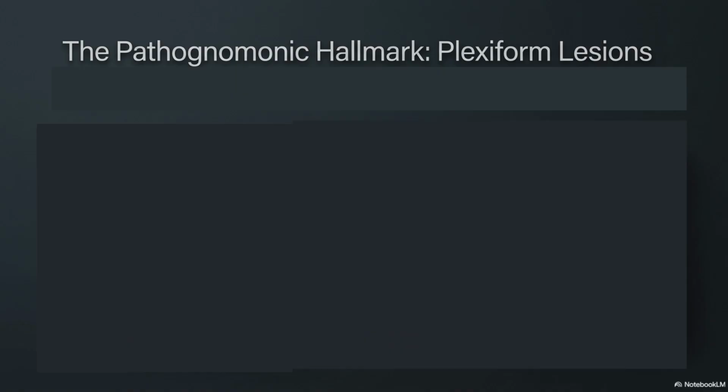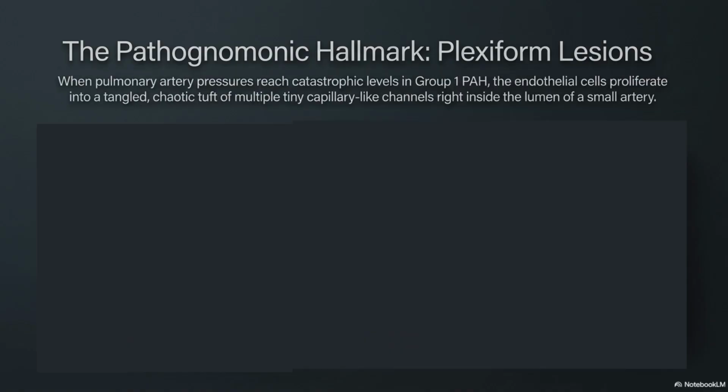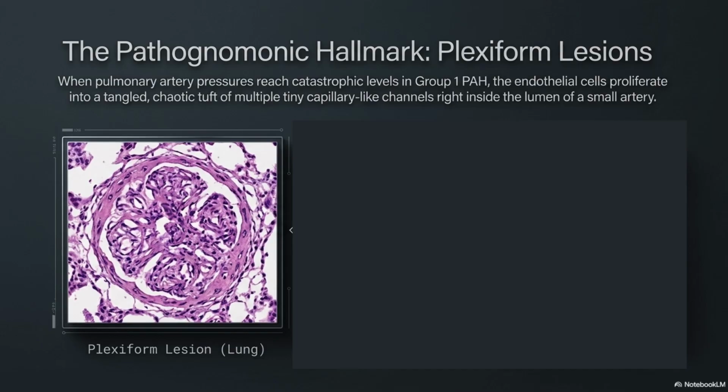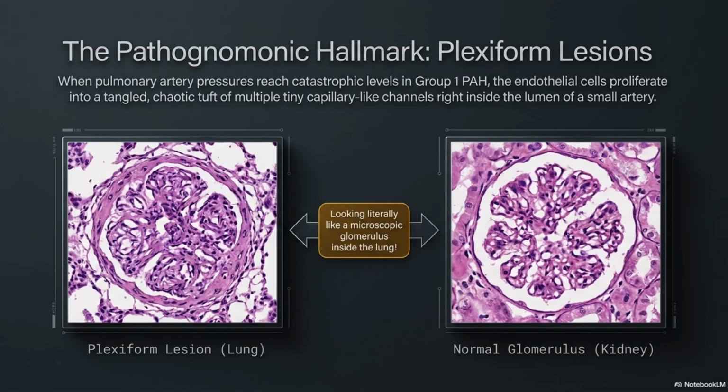Ultimately, this process leads to the pathognomonic hallmark of this disease, plexiform lesions. When pulmonary artery pressures reach catastrophic levels in group 1 PAH, the endothelial cells proliferate into a tangled, chaotic tuft of multiple tiny capillary-like channels right inside the lumen of a small artery. As you can see comparing these images, a plexiform lesion in the lung looks literally like a macroscopic glomerulus inside the lung.